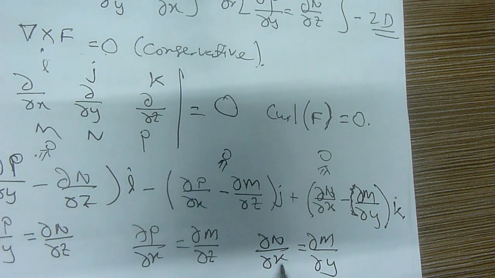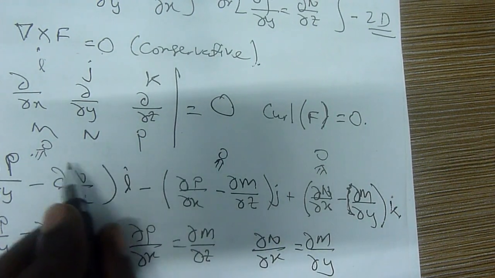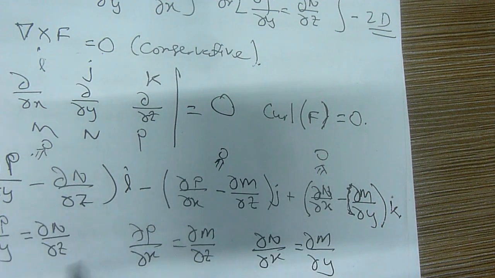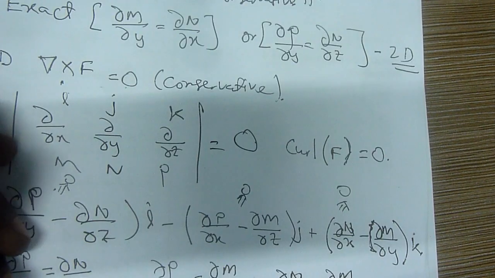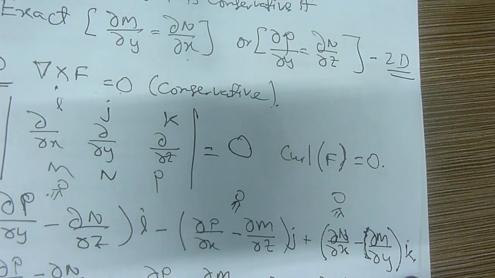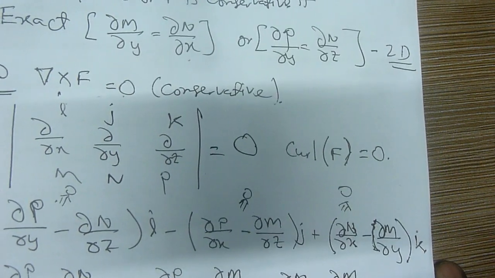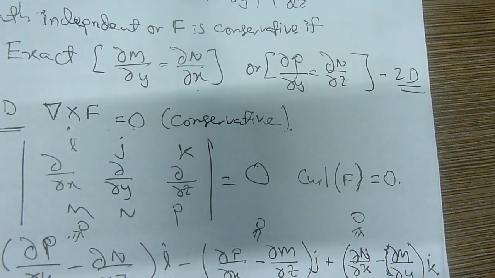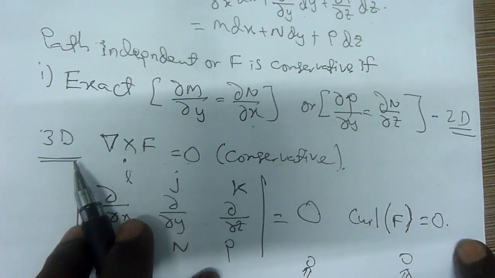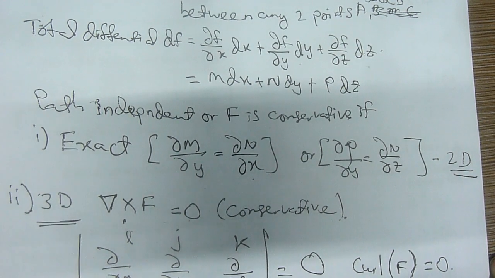Therefore, it could be any one of these combinations, but all must be fulfilled, all must be 0. This is for the 3D, and this is for the 2D. Therefore, this knowledge is the knowledge for the 3D. Therefore, for the exact for 2D, maybe I call it number 2, conservative, if it is this.